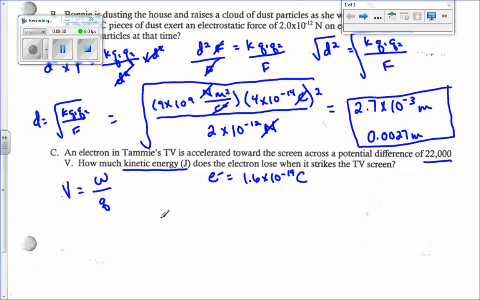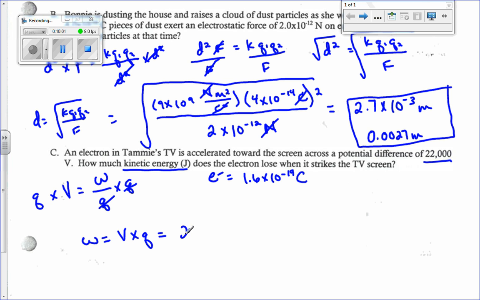Okay. What are we looking for? Work. So we need to rearrange our formula. We need to solve for work. How do we solve for work? That's right. We multiply each side by charge to get rid of charge down here in the denominator. Okay. Cancel out charge, and work, or kinetic energy, will be given by voltage times the charge.